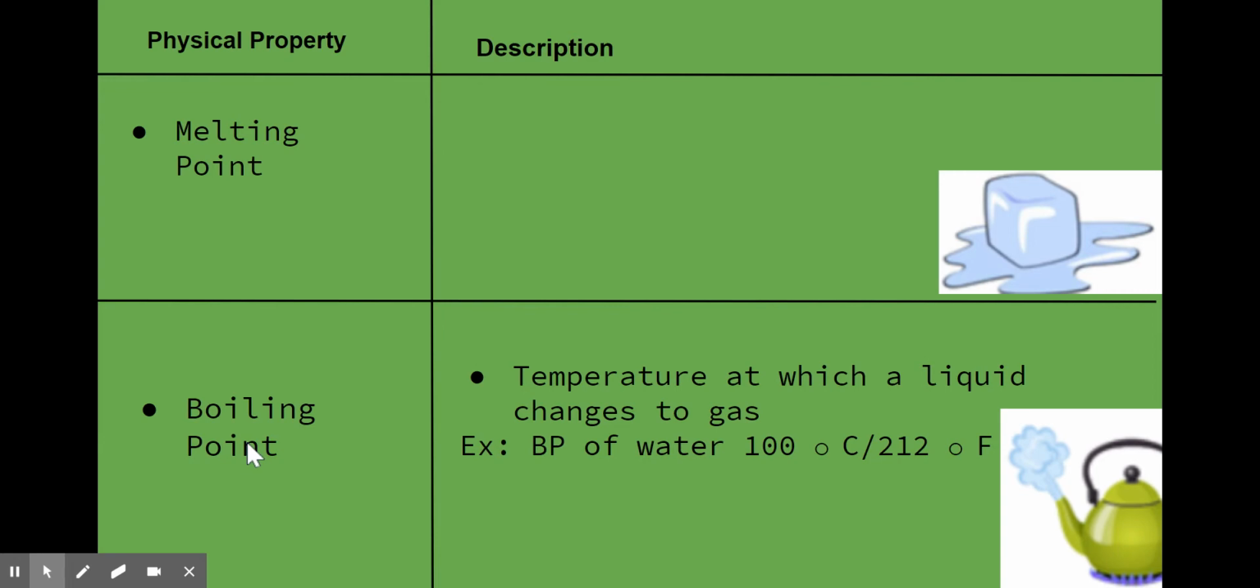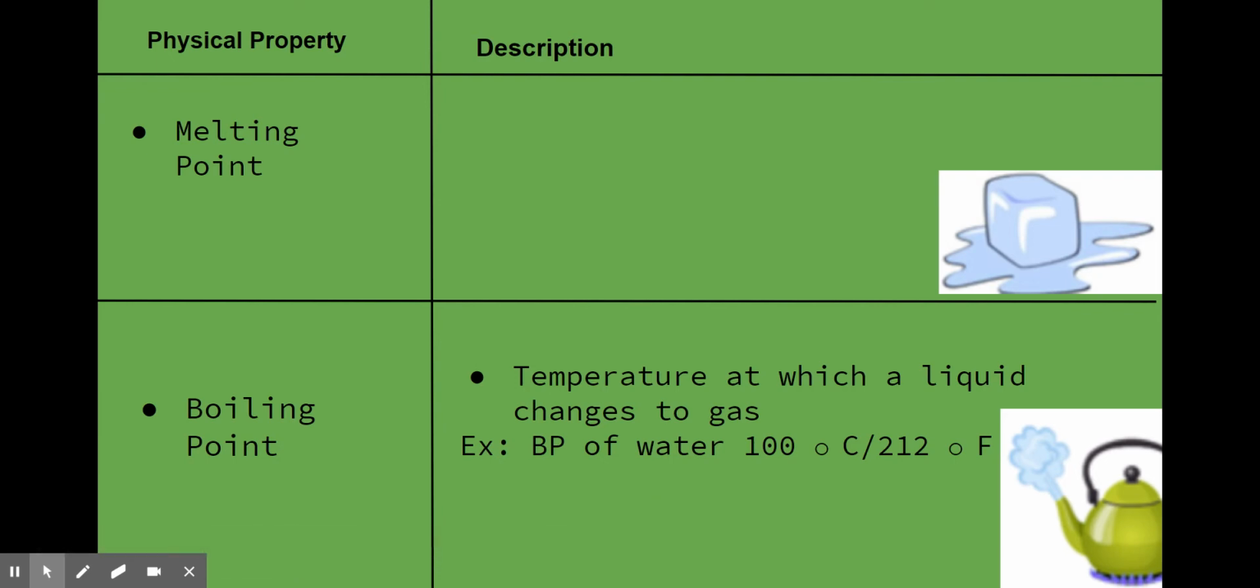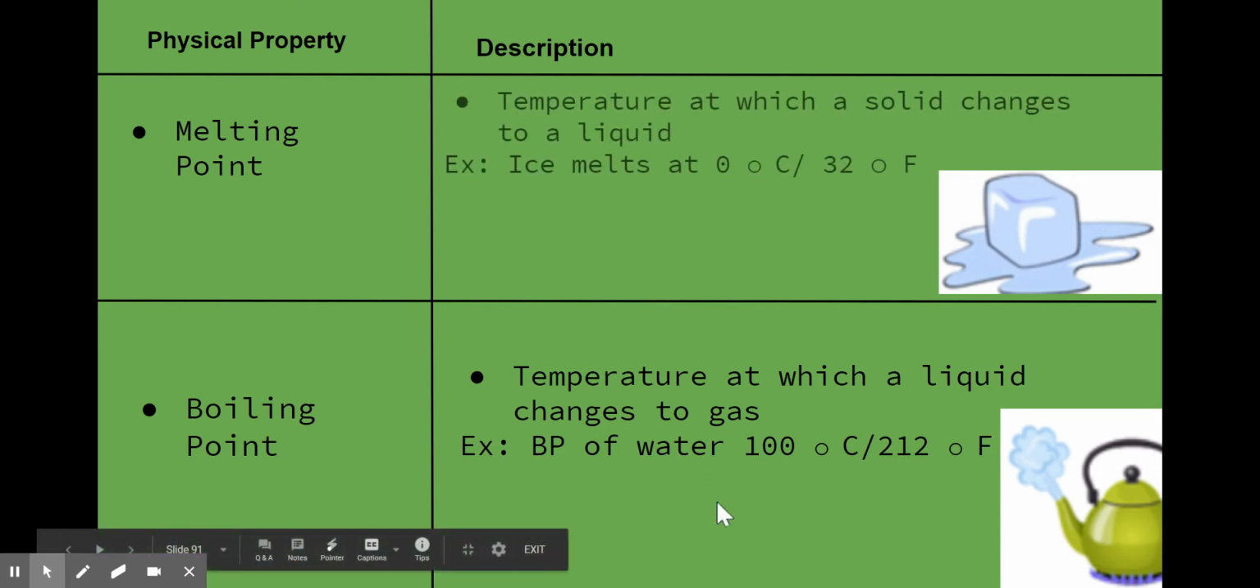The boiling point of a substance is a physical property. It's the temperature at which a liquid changes over to a gas. That's going to be really important. So the boiling point of water, for example, and you definitely want to make sure you highlight, star, underline this information. You will see it again. The boiling point of water is 100 degrees Celsius or 212 degrees Fahrenheit. That's going to be super important. So when a liquid changes to a gas is the boiling point.